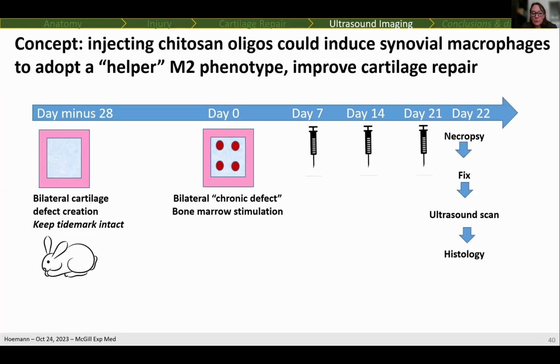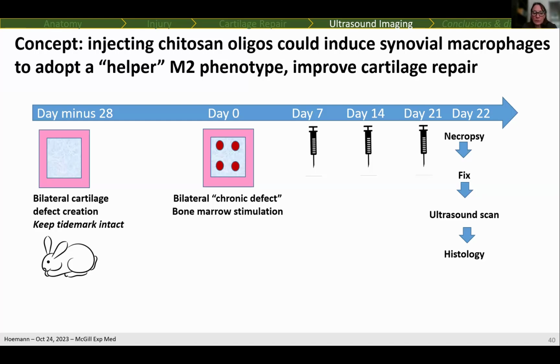So I'm just going to briefly go over an experiment that we started right before I moved here, and that was to look at whether or not we could use intra-articular injections to guide cartilage repair. And the idea was that the chitosan we saw in tissues attracted these so-called helper macrophages, the M2 macrophages, and we thought, well, maybe we could just get the synovium to have M2 macrophages, and these macrophages will release wound healing factors that improve the cartilage repair.